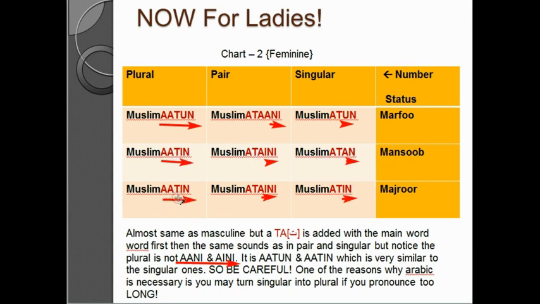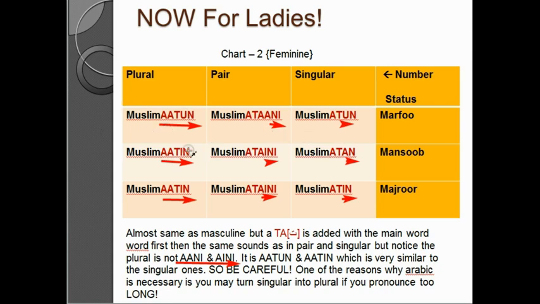One of the reasons why you must learn Arabic is because if you say Muslimatun, it will become plural. And then again, if you want to say the plural Muslimatun, then it's singular. So it will be converted. So be careful because it doesn't convert to pair. That would be fair, but it converts completely to the plural. Means one can become 100. So we have to be careful.